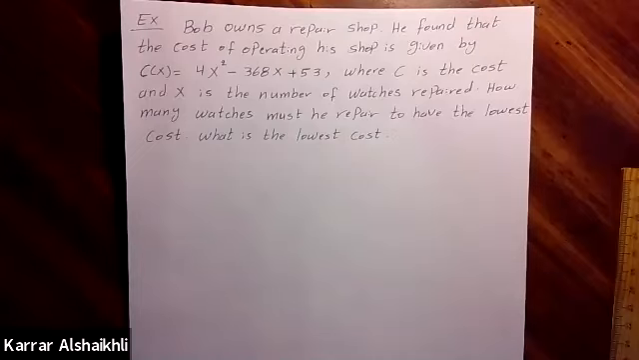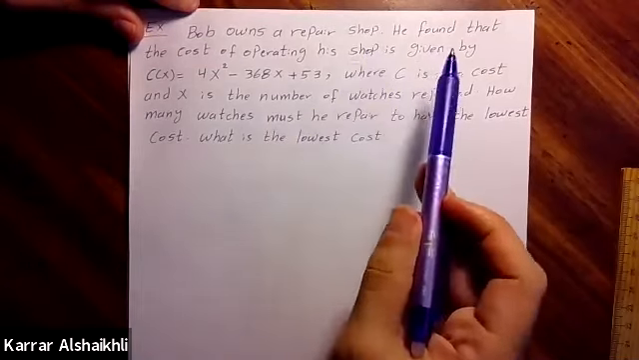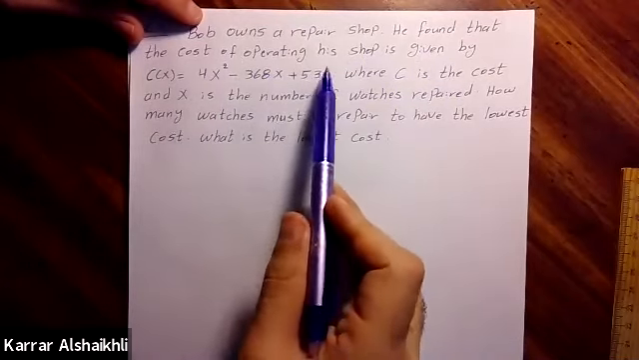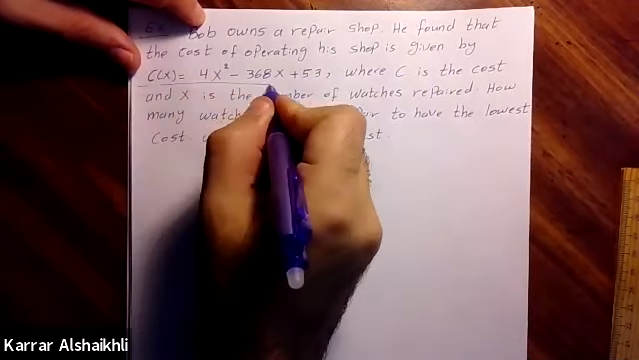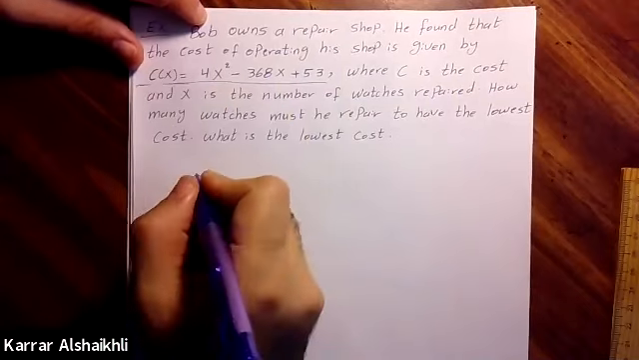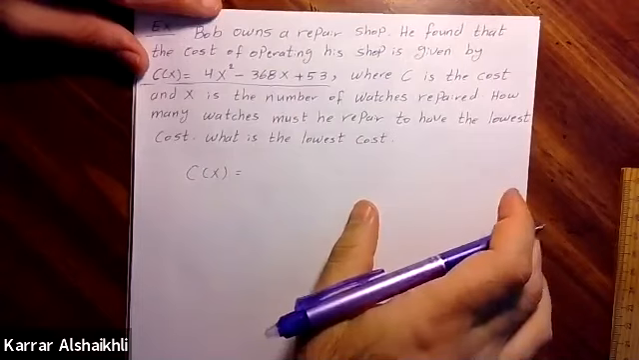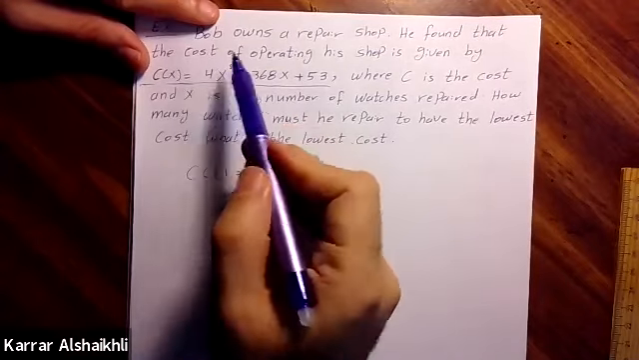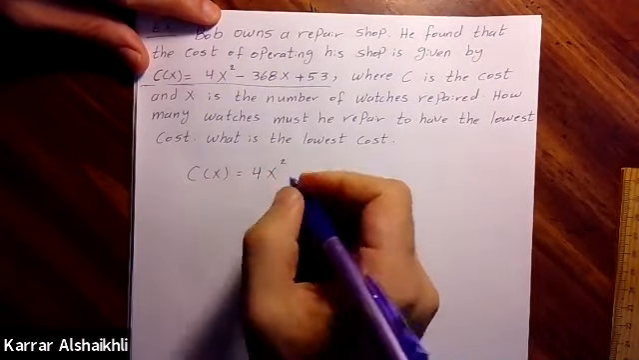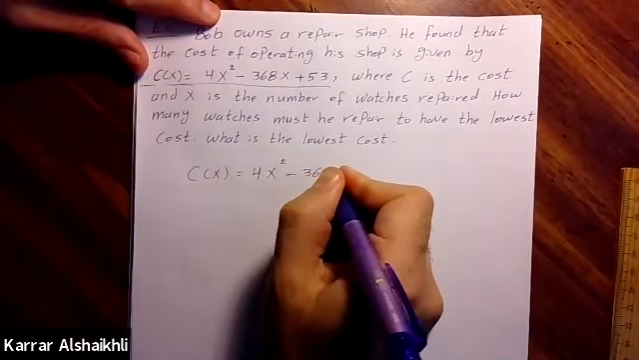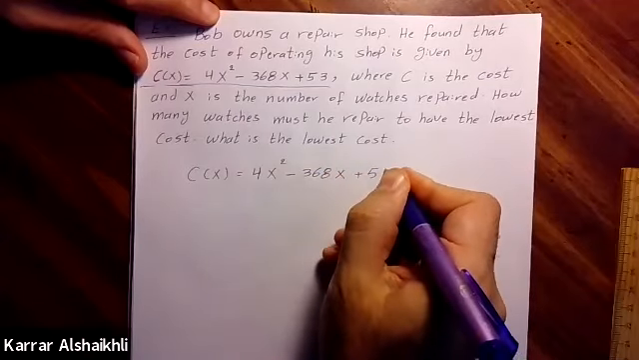Now, with this example, it says Bob owns a repair shop. He found that the cost of operating his shop is given by the equation. So you see, this is the important thing. I'm going to write down C of x, which is the cost function: the cost of operating his shop is given by 4x squared minus 368x plus 53.